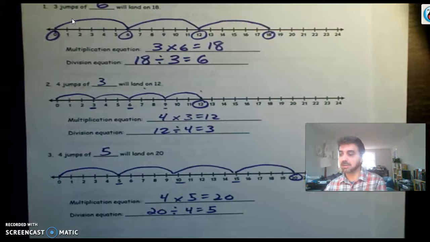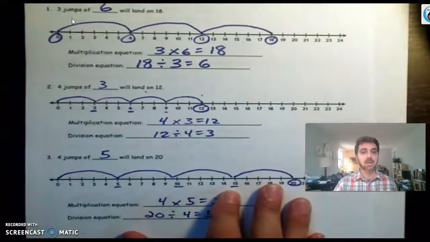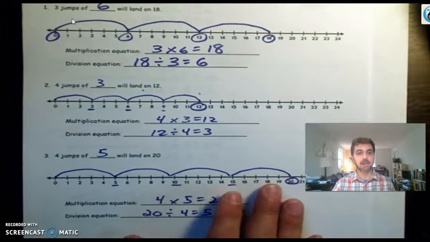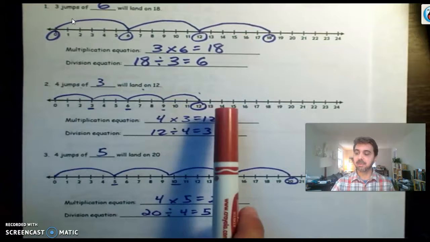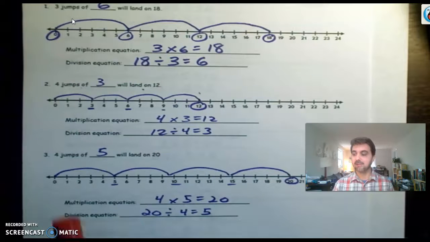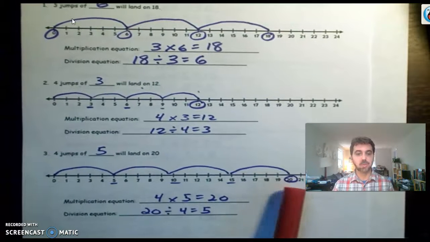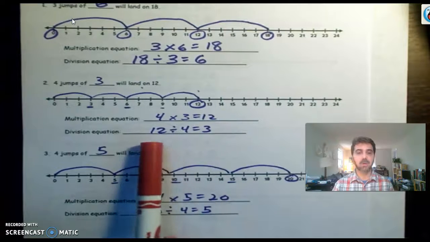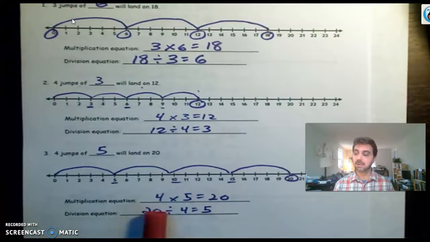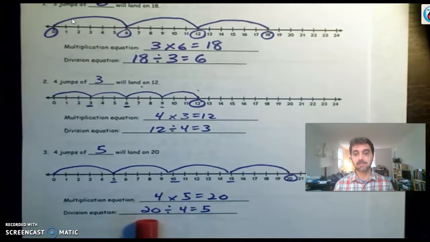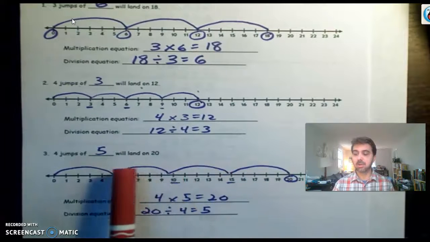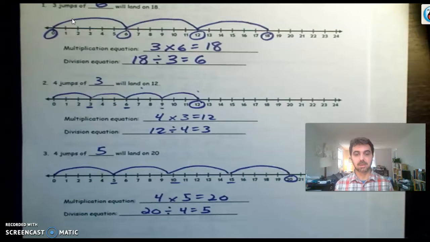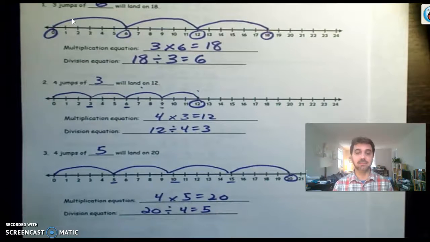You can always pause the video if you want to look at that more closely. Same here. I got 4 jumps of 3, landed me on 12. And I got 4 jumps of 5, landed me on 20. 4 times 3 is 12, or 12 divided by 4 is 3. 4 times 5 is 20. 20 divided into 4 equal jumps means that there's going to be jumps of 5. The length is 5. So 4 5s give me 20.